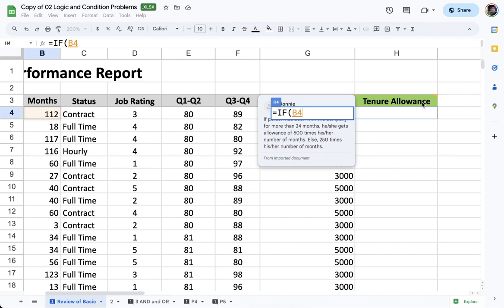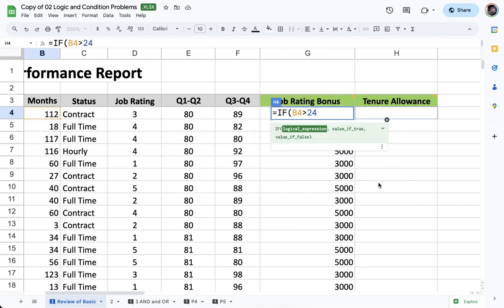And the instruction is if it is more than 24, so if B4 is greater than 24, then it's going to be 500 times the number of months, so B4. So as you can see here, it's not just a straightforward number, it's a calculation, 500 times B4. And if it's not, so 250 times B4, then close.